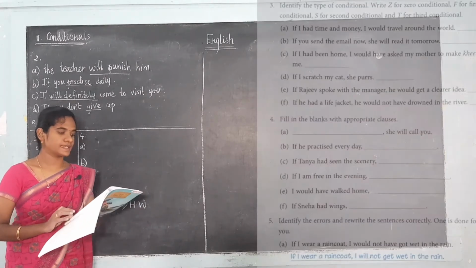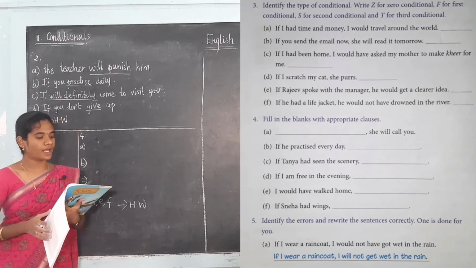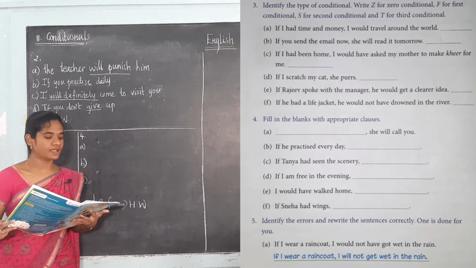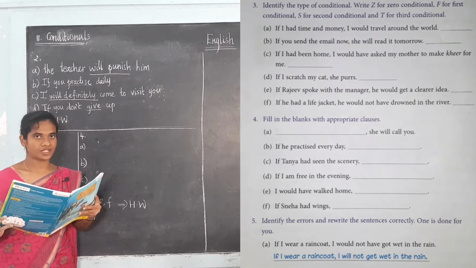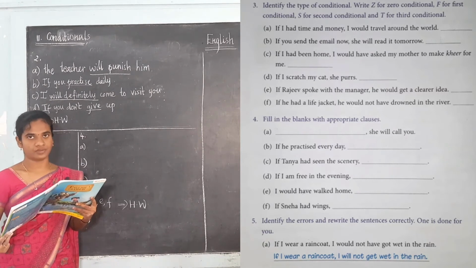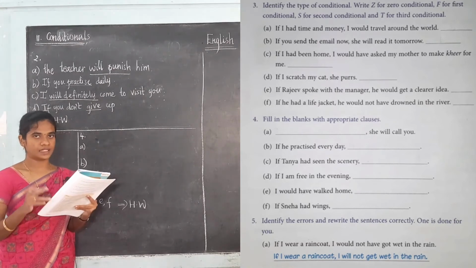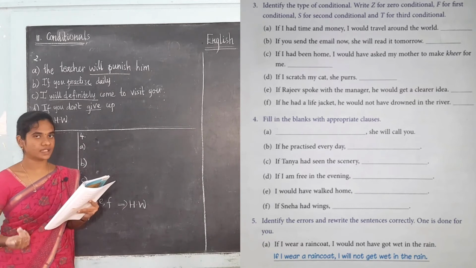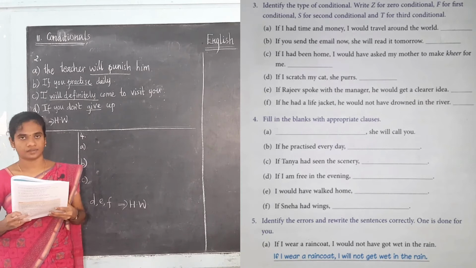So now see this image. This is the third and the fourth exercise for you. Identify the types of conditional. Write Z for zero conditional, F for first conditional, S for second conditional, and T for third conditional. Okay. So far we have learned the four types of conditional. Now they have given the sentences. You have to just find out what type of conditional it is. Okay. So you have to write Z for zero conditional, F for the first conditional, S for the second conditional, and T for the third conditional. Okay. And you have to remember the structure.